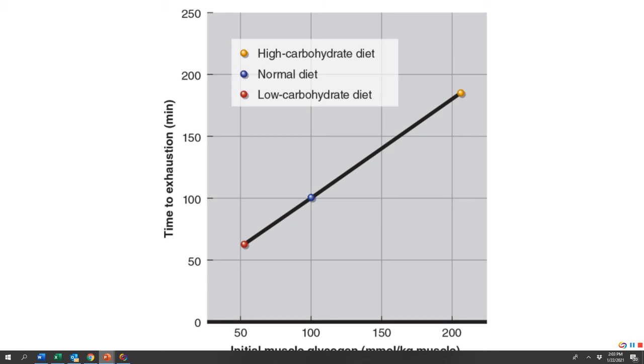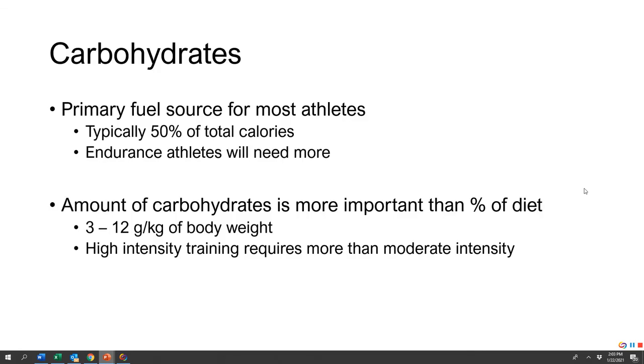And so people with a low-carb diet, not very long. I mean, it's an hour, so that's a while. But people with a high-carb diet, they're going 3 hours. So a huge difference. Okay? So generally speaking, when it comes to athletes, carbs are where they get their energy from. And if you're an endurance athlete, like a marathon runner, more of your fuel is going to come from carbs. Now, like it says here, the amount of carbs is more important than what percentage of your diet.